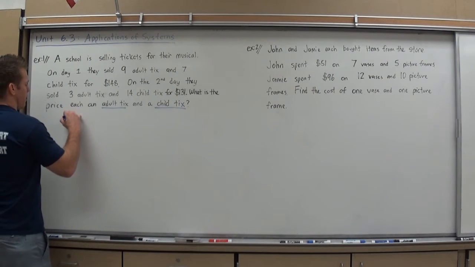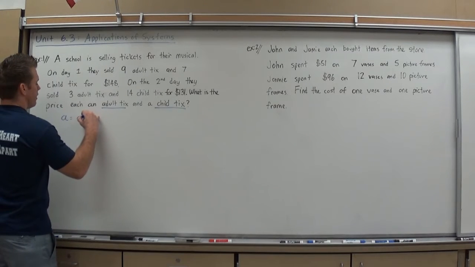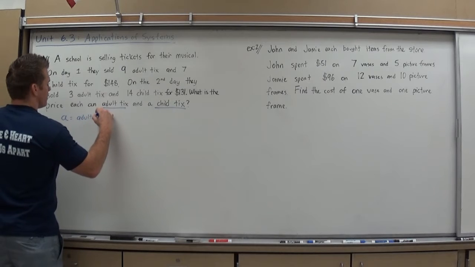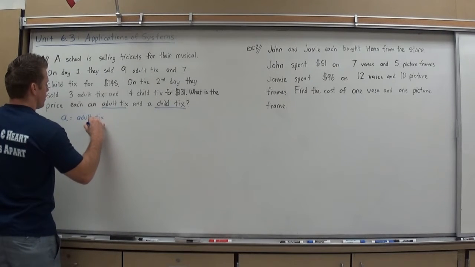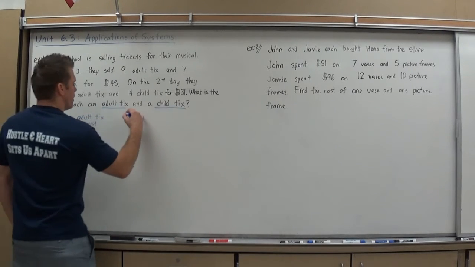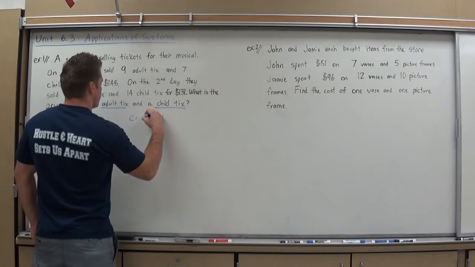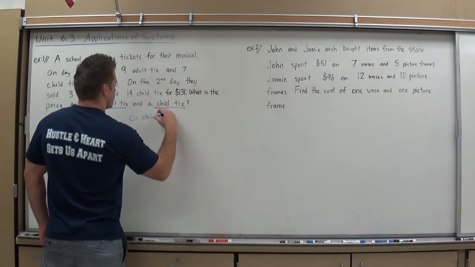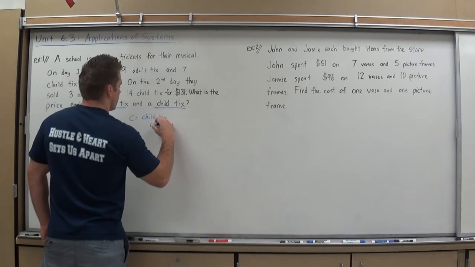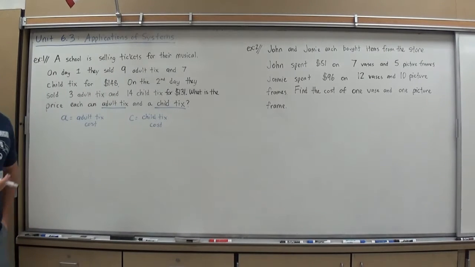I can use any variable I want, but I'm going to use A to represent the cost of an adult ticket. That's what they want me to find. And I'm going to use C to represent the cost of a child ticket. And now I know what I'm actually trying to solve. Now I can go back through the problem and try to write an equation as one formulates through the word problem. So on day one, they sold 9 adult tickets.